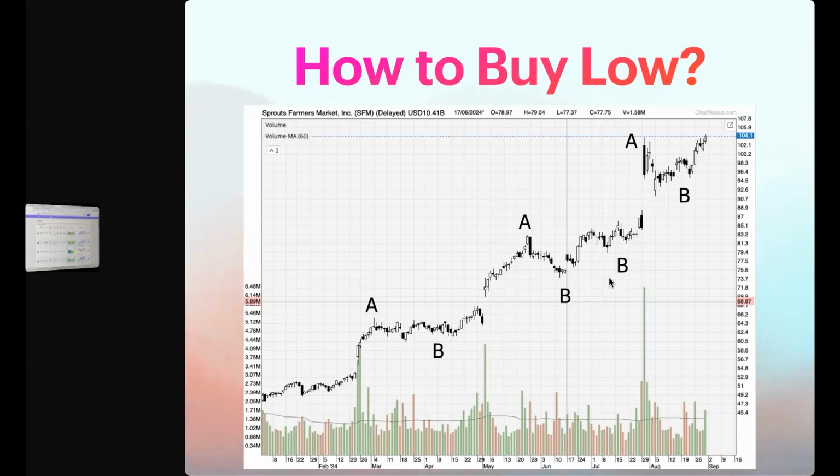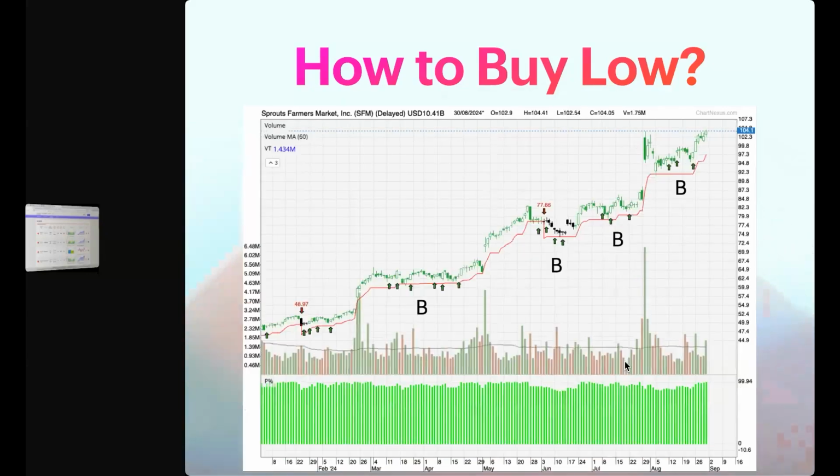Because B is the low of the uptrend. You can see, it's going up, it pulls back, time to buy, go up, pull back, time to buy, go up, pull back, time to buy. Now it is very easy to see after it has happened. So we have devised our strategy to pick up the signal at the lows of an uptrend.